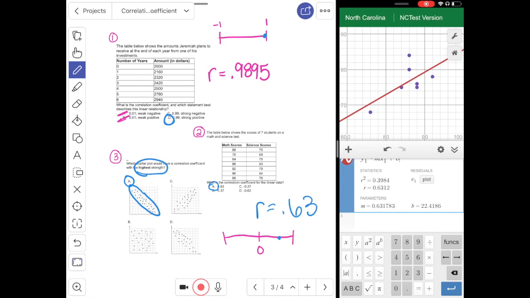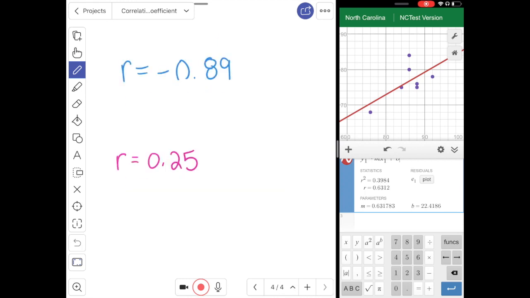So just a reminder, correlation coefficient means two things. It represents the direction and the strength. Now, I've given you just 2 random correlation coefficients. Pause the video and write down the relationships that these have and then check your answers.